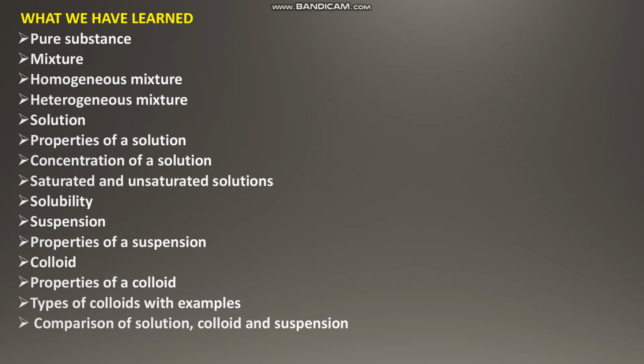Then what is a concentration of a solution, how to express it, and what are saturated and unsaturated solutions, what is solubility. Then we learned what is a suspension, its properties and examples also. Then what is a colloid, its properties, examples, different types of colloids based on the states of dispersed phase and dispersion medium. We have different types of colloids. Their examples also we learned. Then we compared the solution, colloid and suspension.